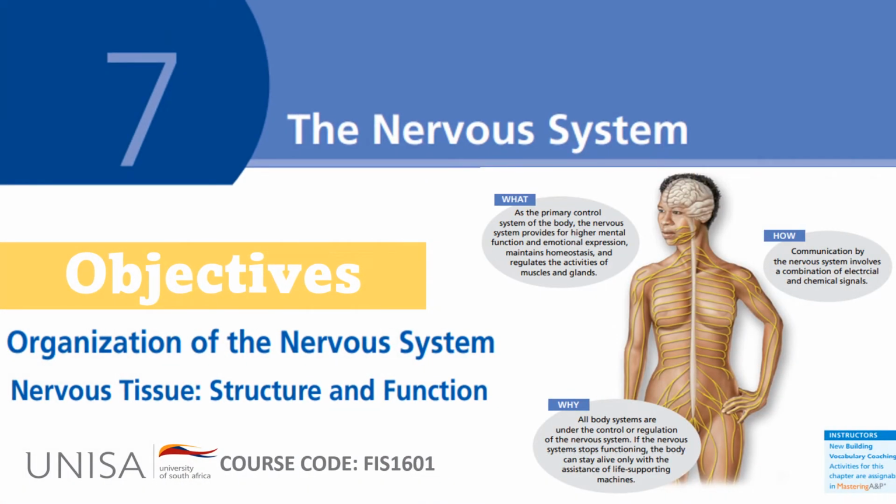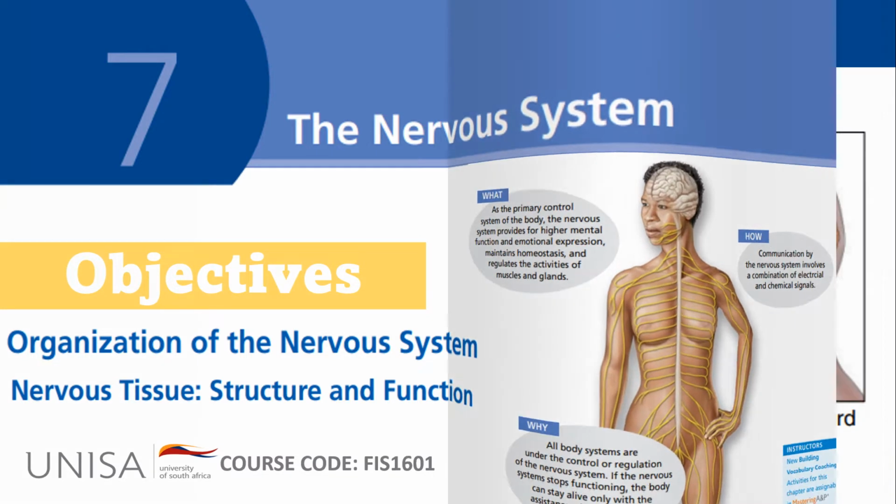Welcome to Science Era. In this video, we're going to focus on chapter number 7 of the FIS 1601 module, the nervous system. The objective for today's video is the organization of the nervous system and nervous tissue. We're going to look at the structure and functions of nervous tissue. Let's begin.